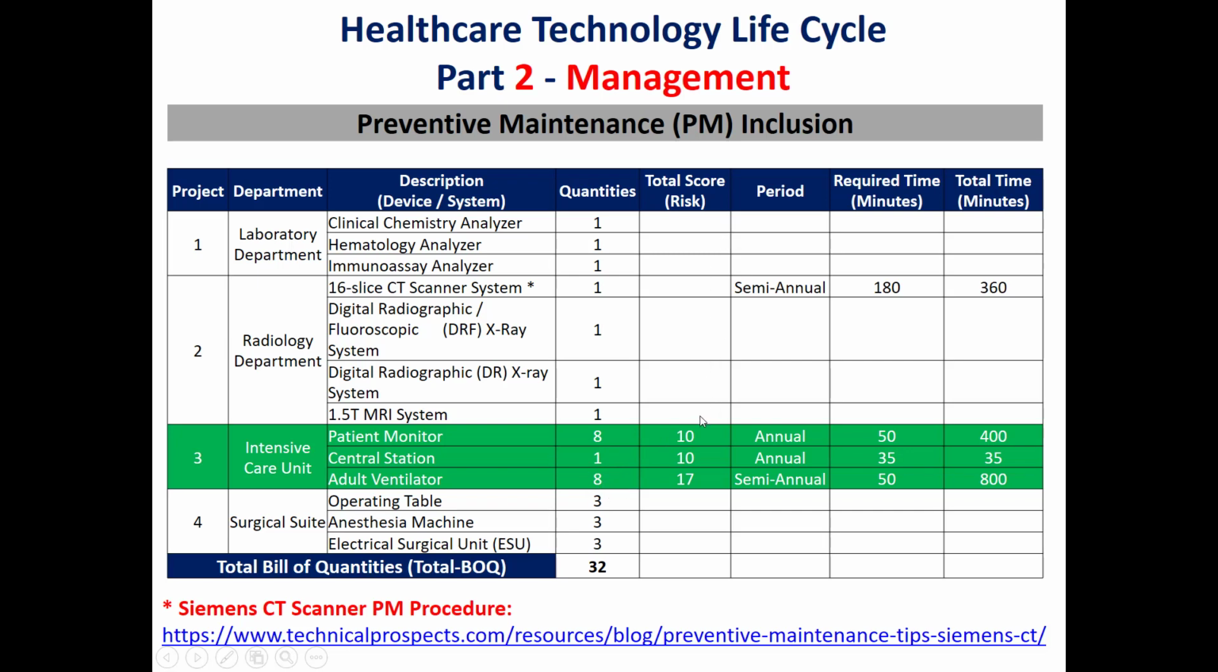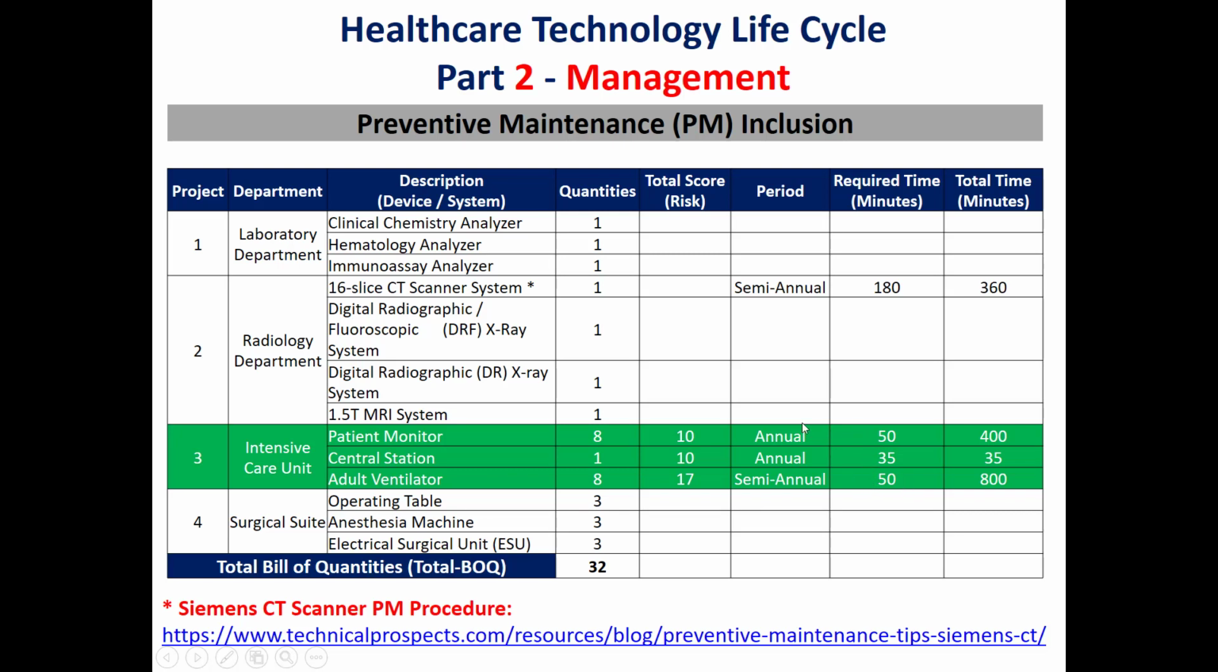The total score for the patient monitor will be 10, which means that we need to have an annual maintenance for the patient monitor and the central station, whereas the risk number for the adult ventilator will be around 17, which means that we should have 2 PM, preventive maintenance, annually. So it's semi-annual. The required time for the inspection and preventive maintenance for the patient monitor will be around 50 minutes. For the central station will be around 35 minutes, and for the adult ventilator will also be 50 minutes.